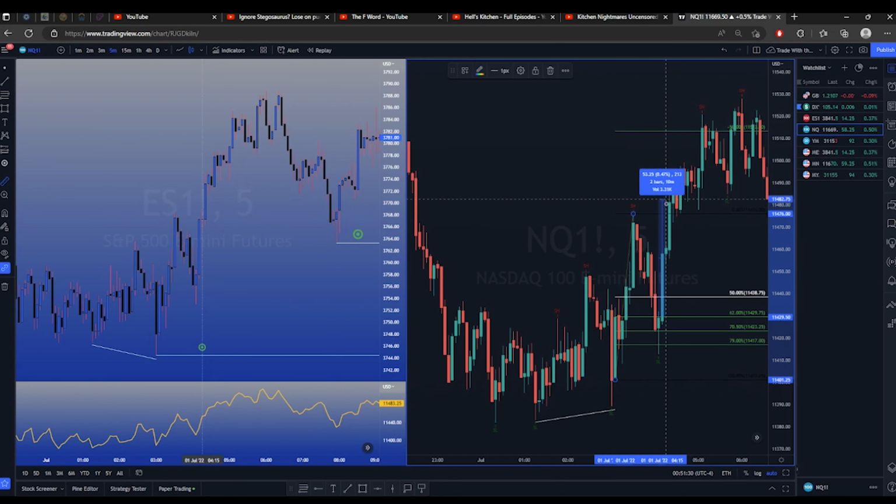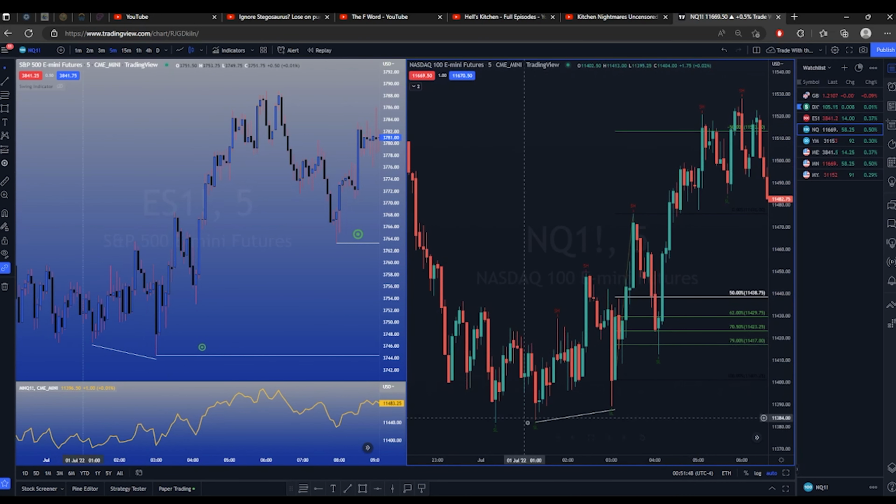Let's just say you get in on the 62% level and you just ride it back up to this high on Nasdaq. That's 46 points for you right there. Or let's just say you were aiming just for 1 standard deviation above it. You got an 84 point play. Whatever you decide to do, that's on you.